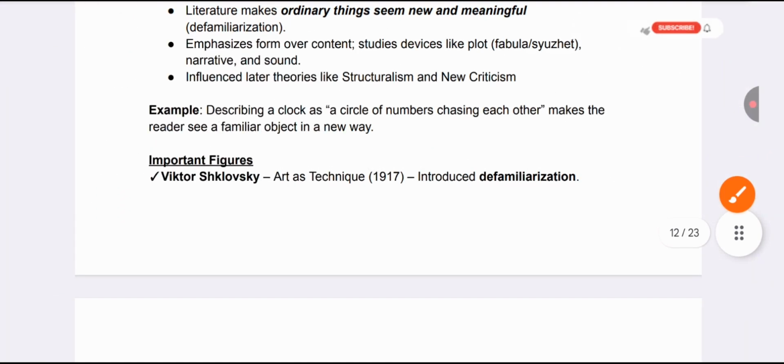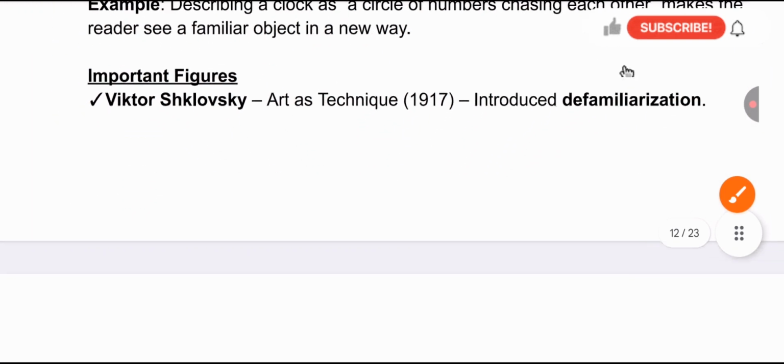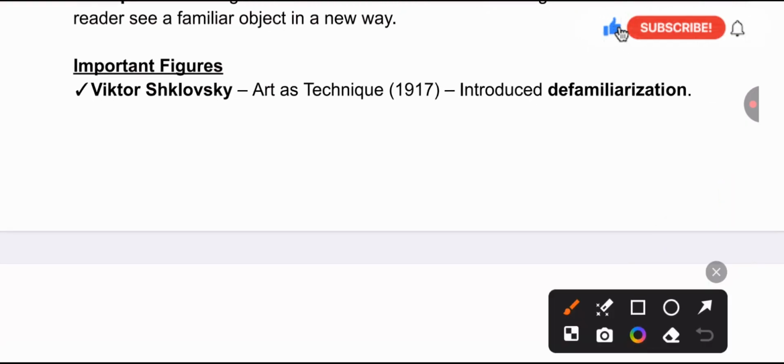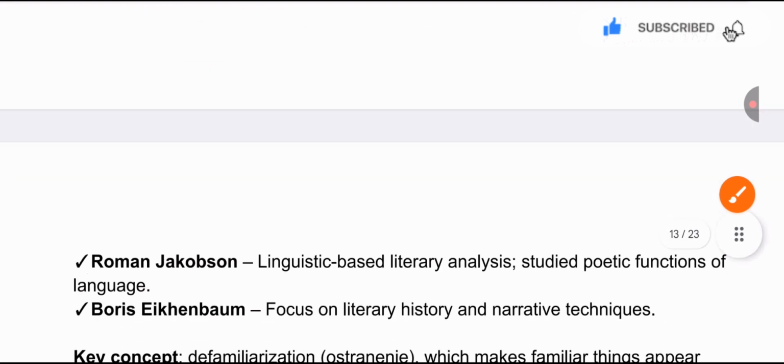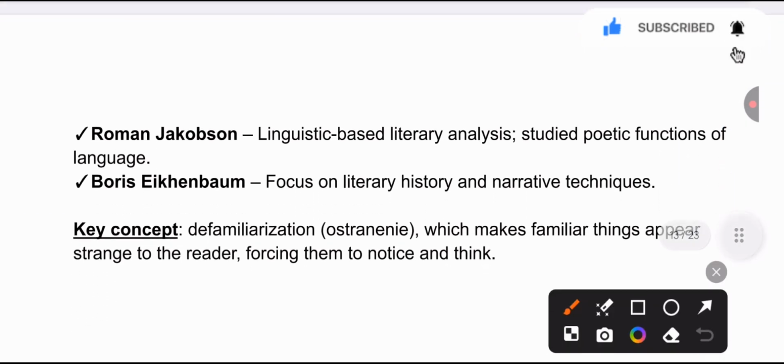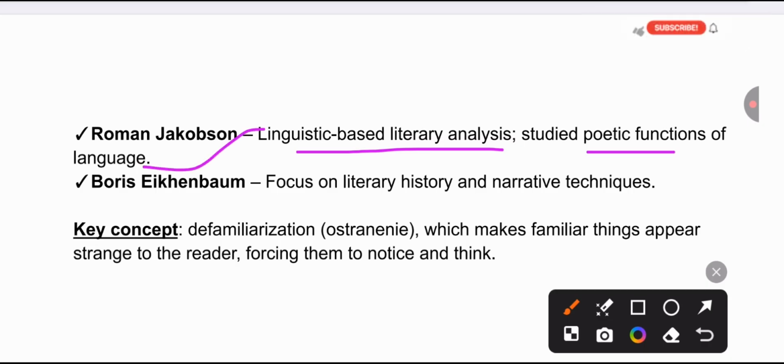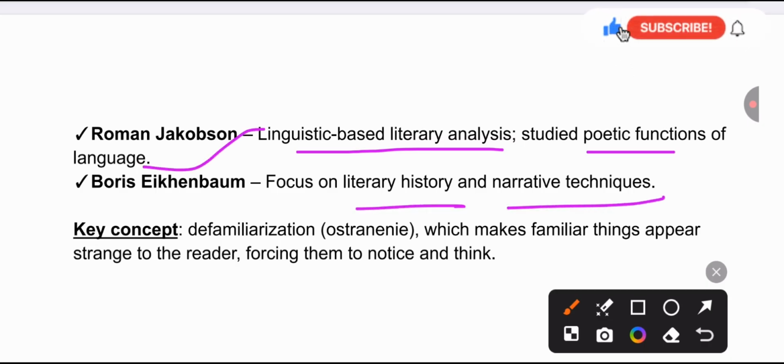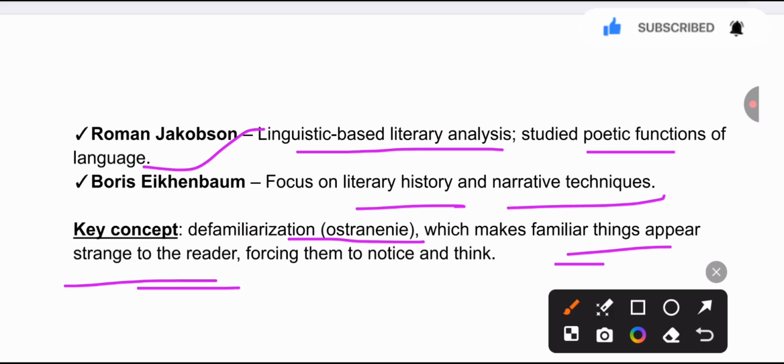Important key figures you can understand and remember. Victor Shklovsky, Art as Technique, 1917, he introduced defamiliarization. Then Roman Jakobson, linguistic-based literary analysis, studied poetic functions of language. Boris Eikhenbaum, who focuses on literary history and narrative techniques. And the key concept you will find is defamiliarization, also known as ostranenie, which makes familiar things appear strange to the reader, forcing them to notice and think about that.